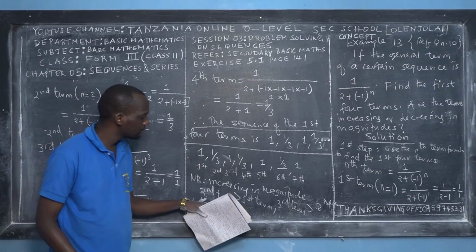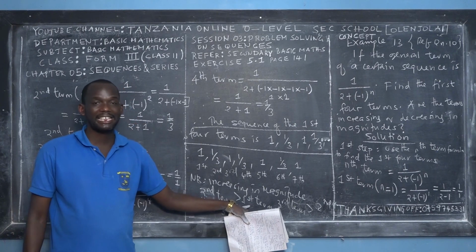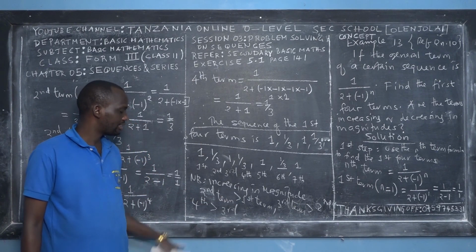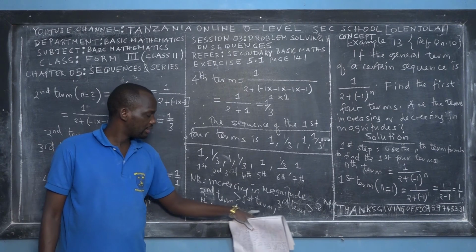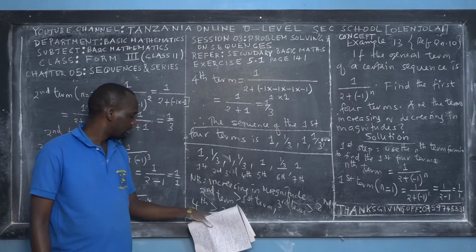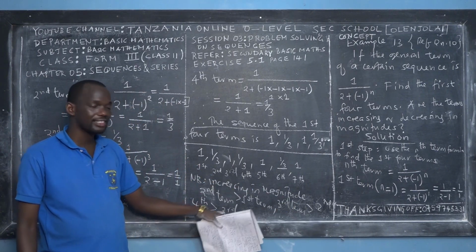For decreasing, the first term will be the largest term, right? So the second term should be less than the first term. The third term should be less than the second term.